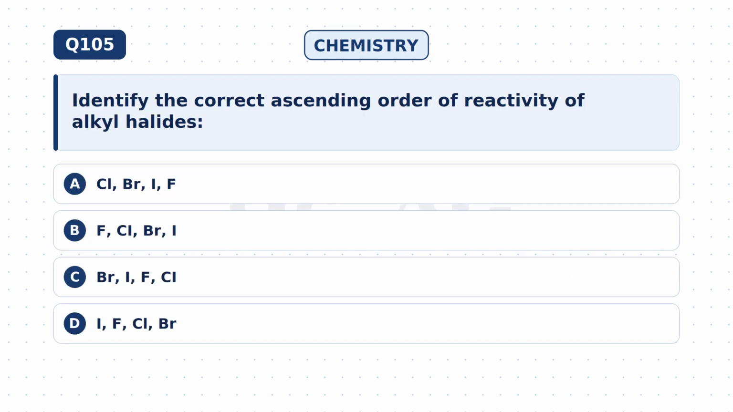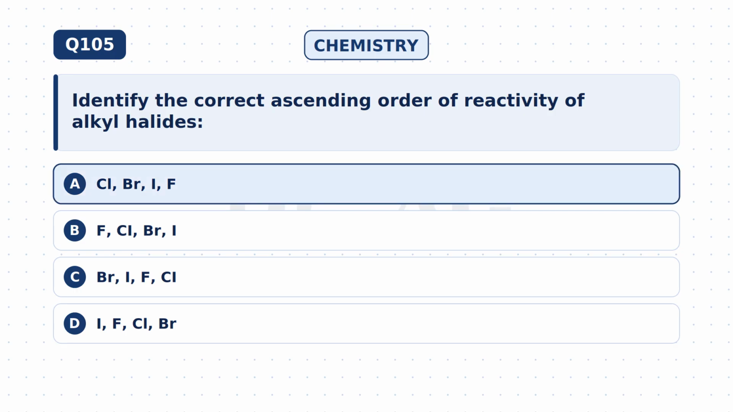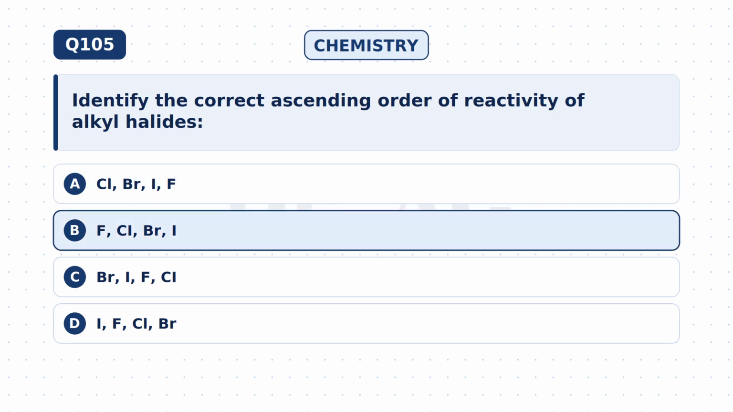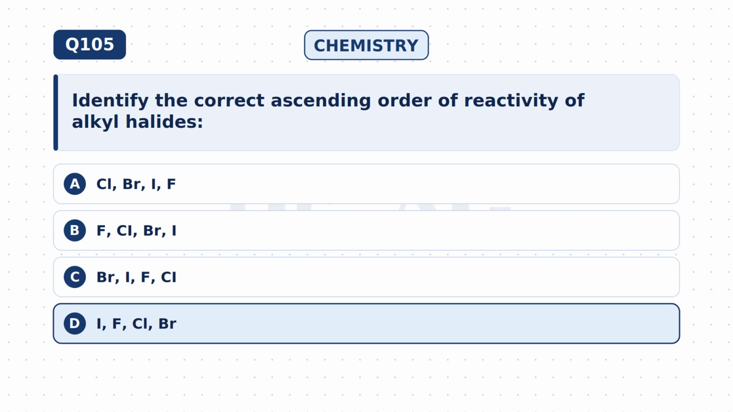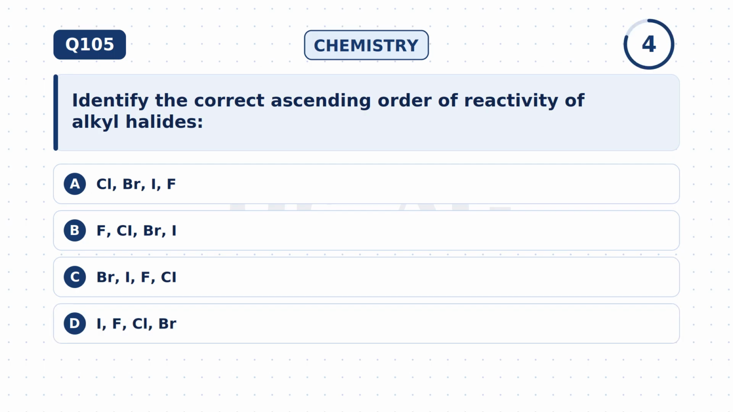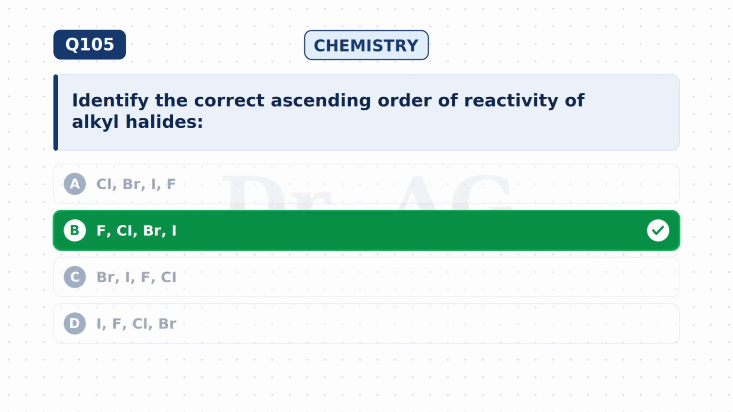Question 105. Identify the correct ascending order of reactivity of alkyl halides. Option A, Cl, Br, I, F. Option B, F, Cl, Br, I. Option C, Br, I, F, Cl. Option D, I, F, Cl, Br. The correct answer is B, F, Cl, Br, I.